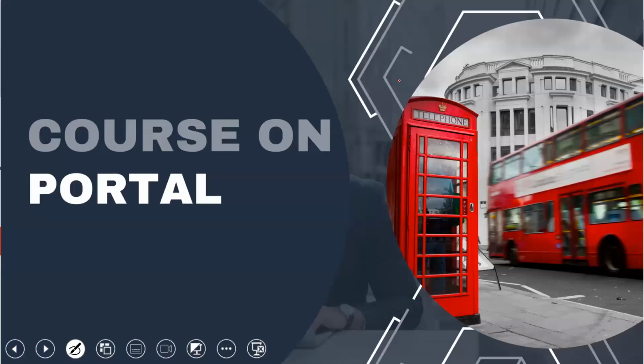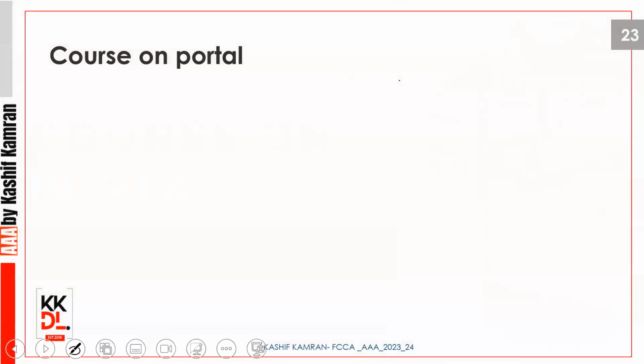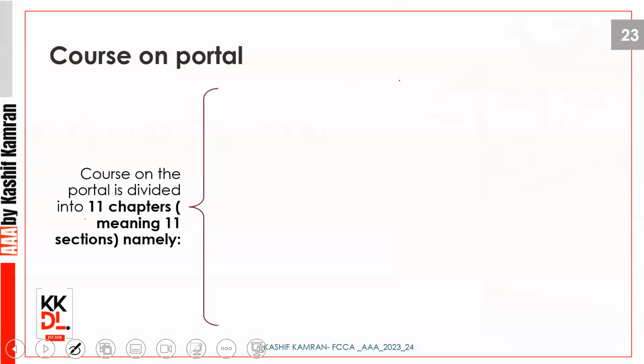Okay, now the course on the portal. When you log into the portal with your user email and password, and you look at the course on the portal, this is how you should use it. The course on the portal is divided into 11 chapters, meaning 11 sections. I hope you've seen the portal by now. And there are 11 chapters, which includes the orientation as well. Those 11 chapters mean 11 sections of the syllabus. Let's see what they are.